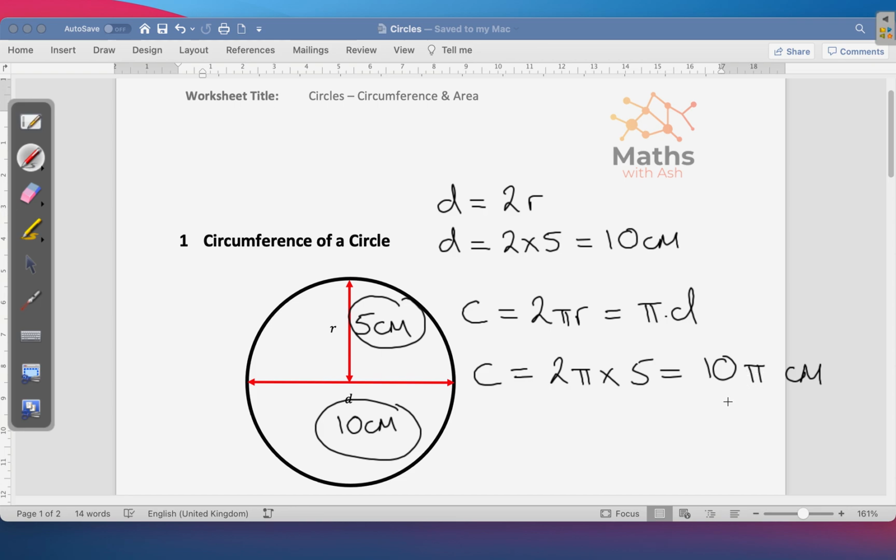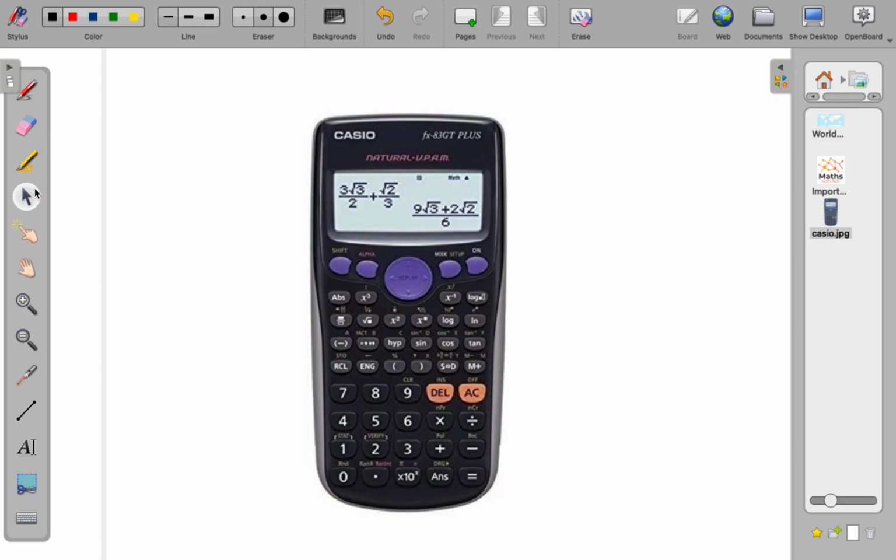So if we actually put pi into our calculator and do 10 times pi, if we go to this screen and type in on our calculator 10 times pi, you will find that your calculator, if you're using a Casio, should output 10 pi.